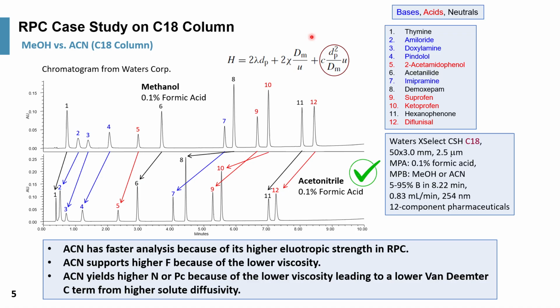Therefore, the Van Deemter C term, in the Van Deemter equation with A, B, and C terms, is significantly lower for acetonitrile, giving a higher column efficiency because it supports a lower plate height under the same condition.